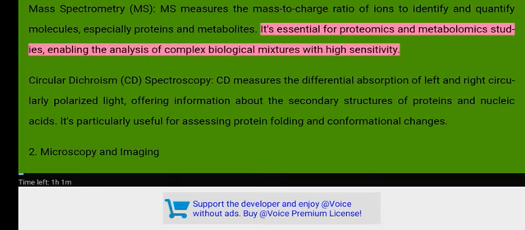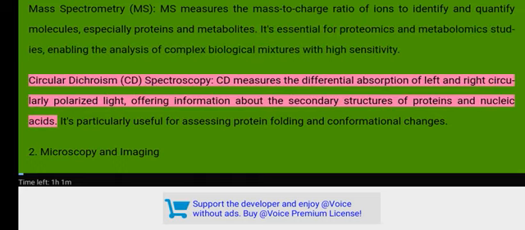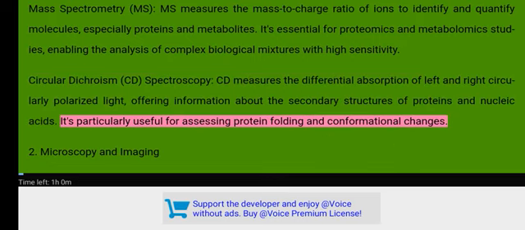It's essential for proteomics and metabolomics studies, enabling the analysis of complex biological mixtures with high sensitivity. Circular dichroism (CD) spectroscopy. CD measures the differential absorption of left and right circularly polarized light, offering information about the secondary structures of proteins and nucleic acids. It's particularly useful for assessing protein folding and conformational changes.